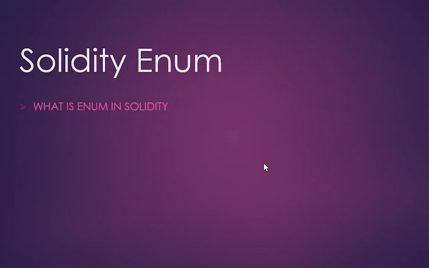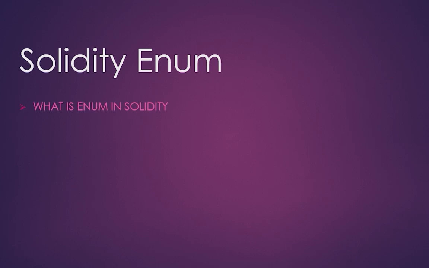Hi Tech family, welcome to part 17 of the Solidity programming language course. Now we will learn what is enum in Solidity. Enum is basically a way to create user-defined data types. It is used to provide names to integral constants to make the contract better for maintenance and reading.